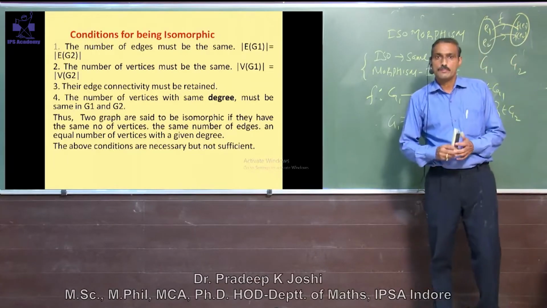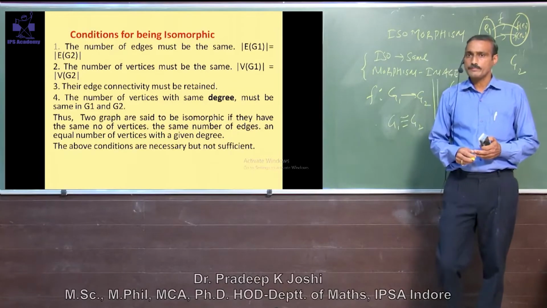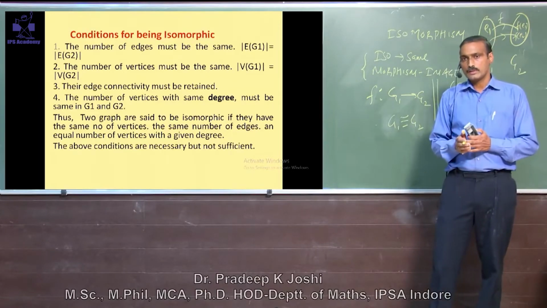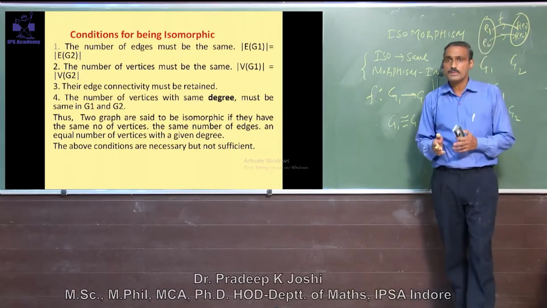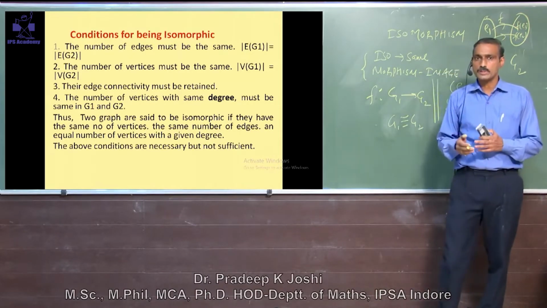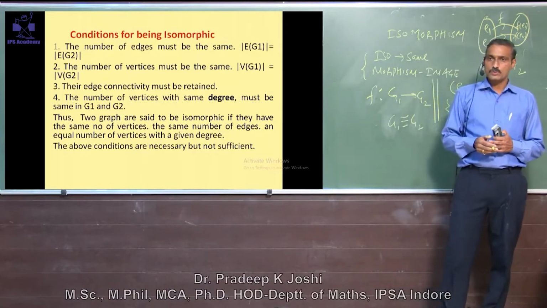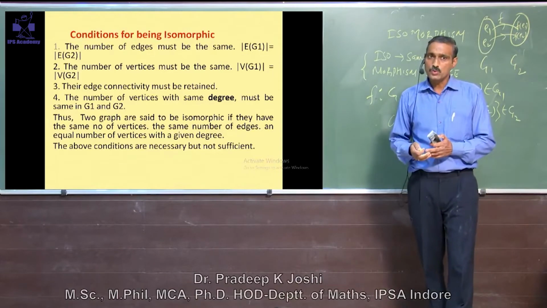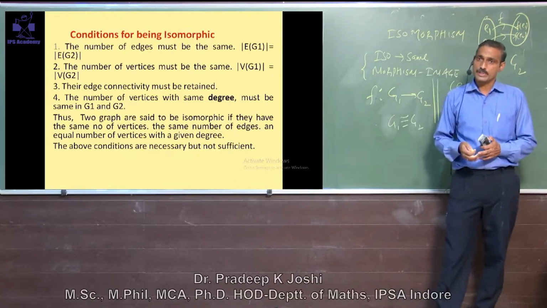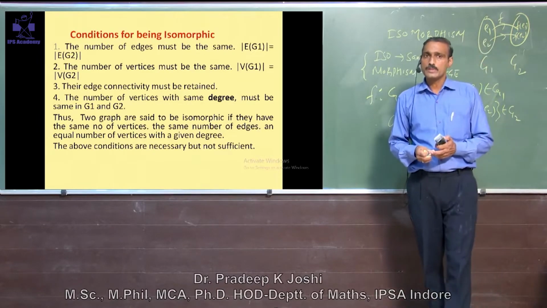What is the basic condition for being isomorphic? The number of edges must be the same. That means E of G1 equals E of G2, the number of edges in G1 is equal to the number of edges in G2. The number of vertices must be the same, that is V of G1 equals V of G2. And their edge connectivity must be retained. And the degrees of the vertices must be the same in G1 and G2.